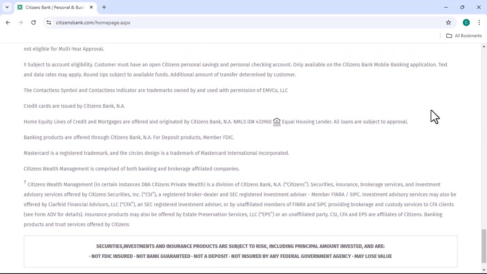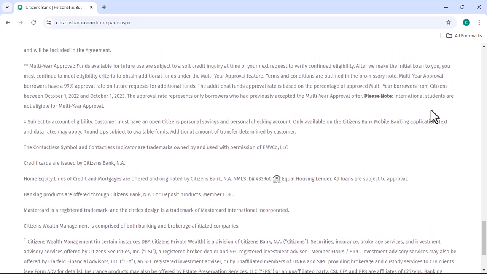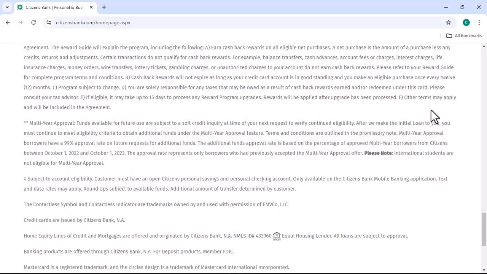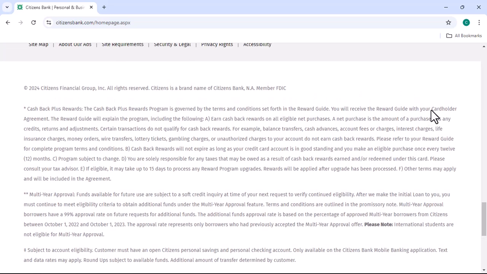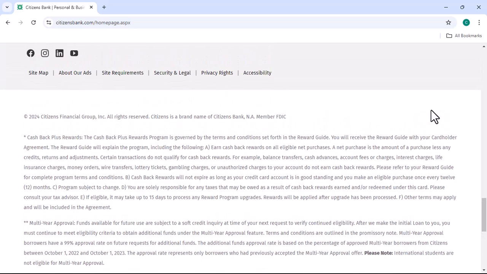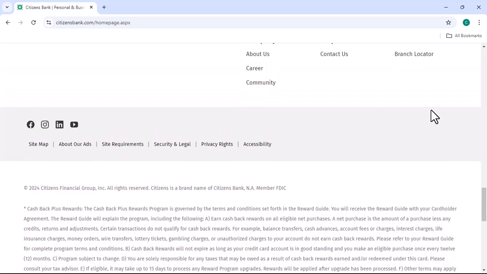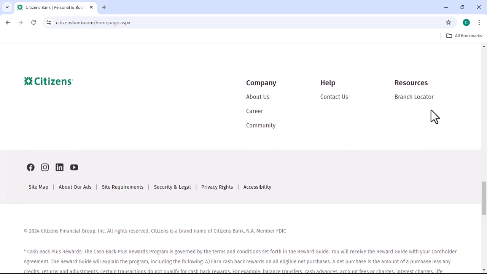Wire transfer fees. Wire transfer fees are charged when you transfer money to or from another bank account. These fees can vary depending on the bank you use and the amount of money you are transferring. Foreign transaction fees. Foreign transaction fees are charged when you use your debit card or credit card to make a purchase outside of the United States. These fees can vary depending on the bank you use and the exchange rate.